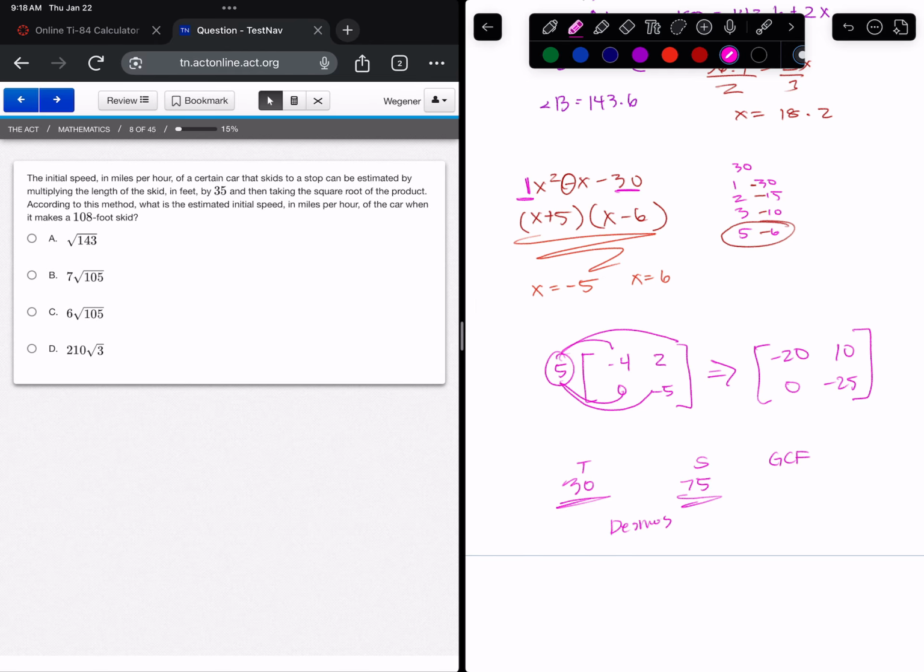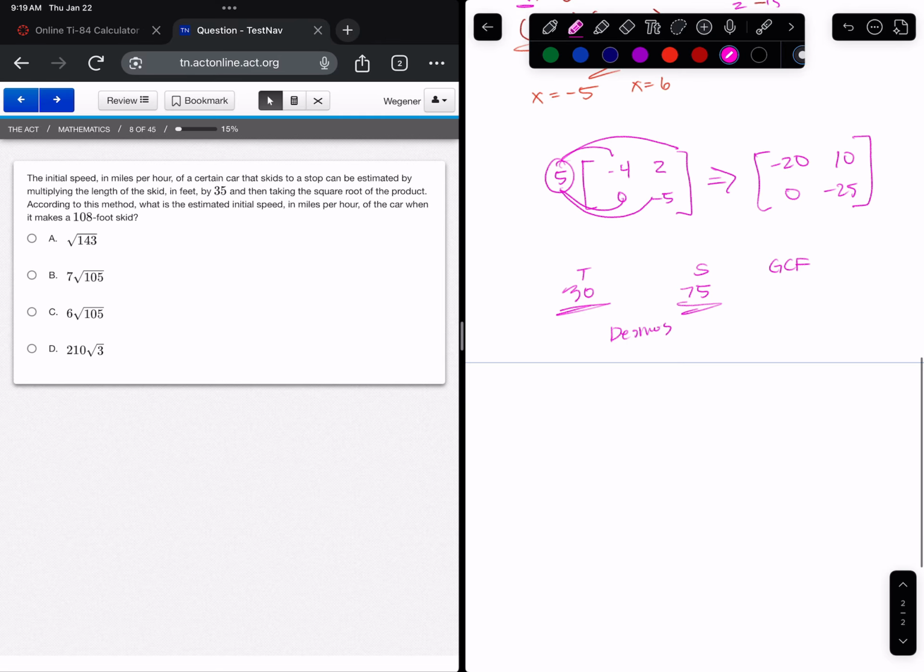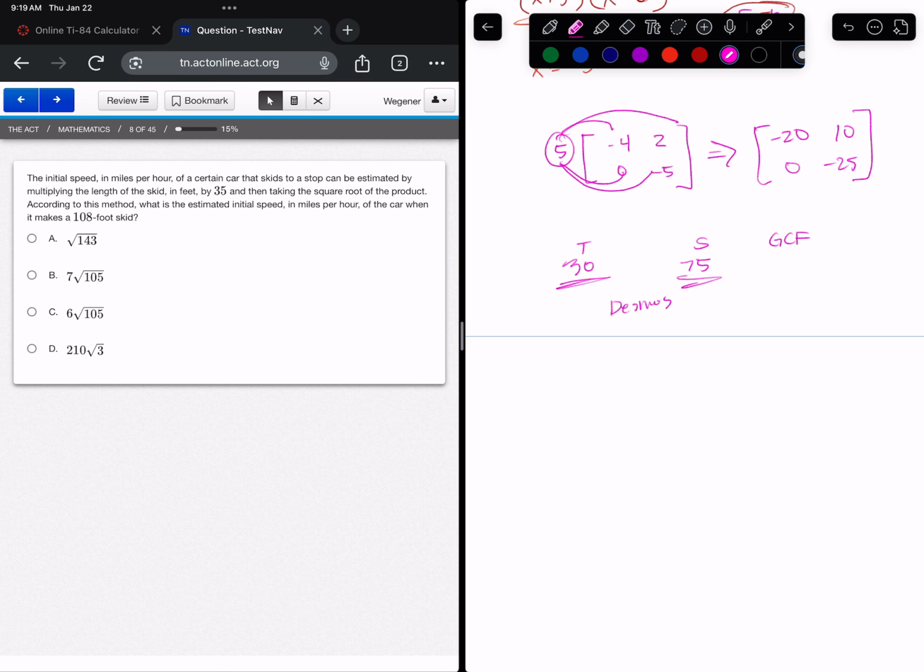Next one. The initial speed in miles per hour of a certain car that skids to a stop can be estimated by multiplying the length of the skid in feet by 35, then taking the square root of the product. According to this method, what is the estimated initial speed in miles per hour of the car when it makes a 108 foot skid? So let's see. Sometimes you have to read something again.